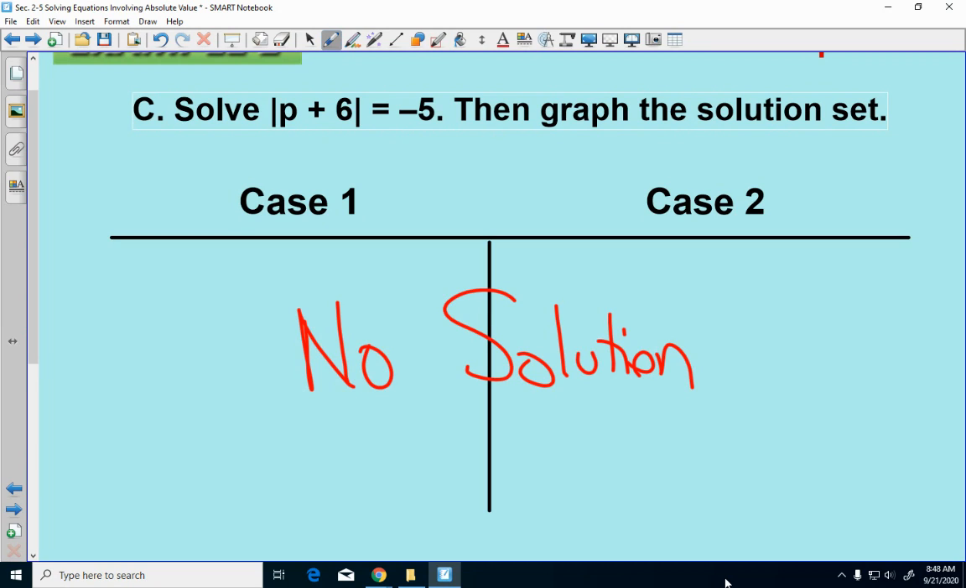You probably were trying to put a number in here to make this work, right? Like maybe you were trying to say negative 11, right? Because negative 11 plus 6 is negative 5. But then you have to apply the absolute value. What's the absolute value of negative 5? 5. Well, that ain't equal to negative 5. So in this scenario, when your absolute value is equal to a negative, you actually can't do anything.